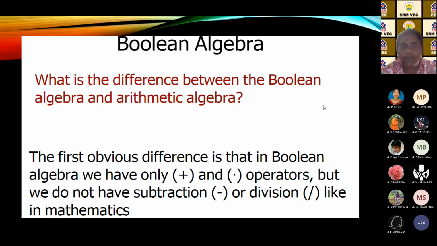So here, when you add 1 plus 1 and take it into the OR gate, 1 plus 1 is equal to 1. The difference is that in Boolean algebra, we have plus and the dot operator. Plus for OR logic and dot for AND logic. We don't have any subtraction or division like in mathematics, which is called arithmetic algebra. So the plus symbol in Boolean algebra is for OR logic and the dot symbol is for AND logic.